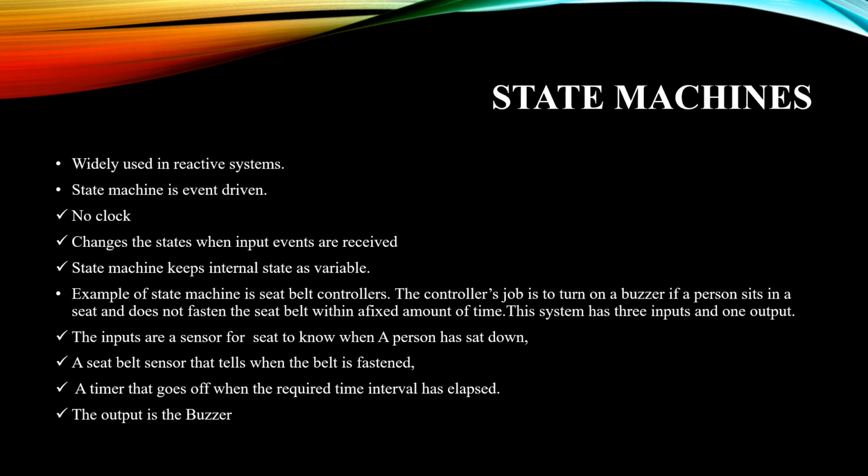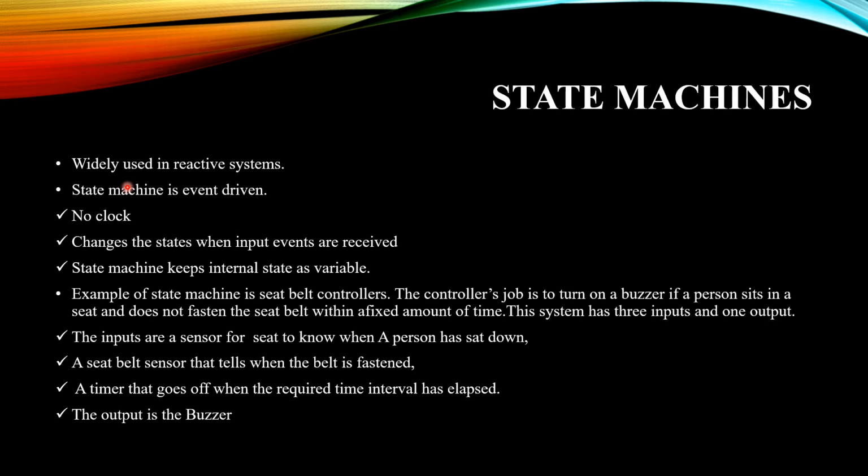Now we will briefly discuss the state machine. State machines are used in reactive systems, so it is actually an event driven machine. Based on the event occurring, it will change the present state. For a state machine, we don't need a clock signal, and it changes the state whenever the input events are received. The state machine keeps the internal state as a variable.